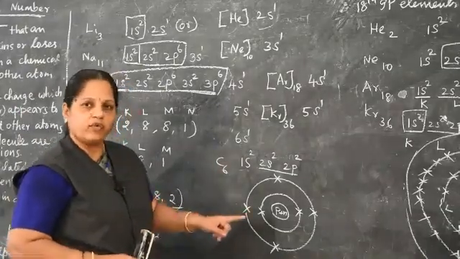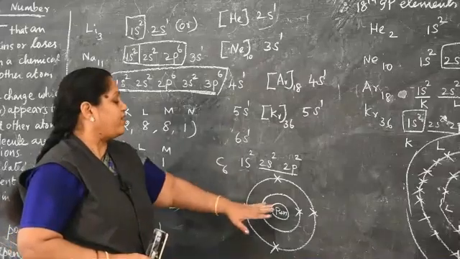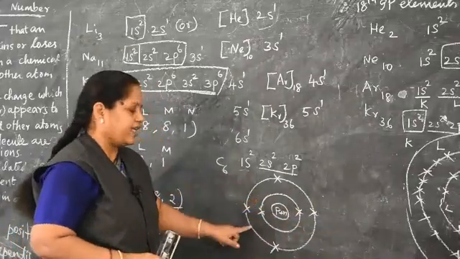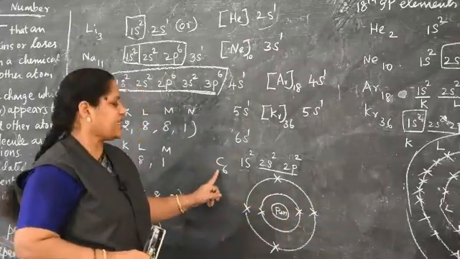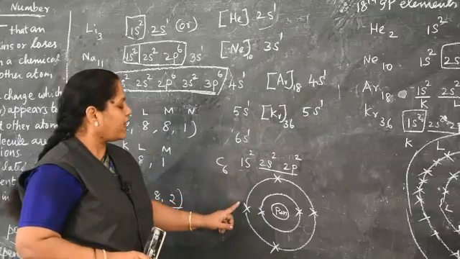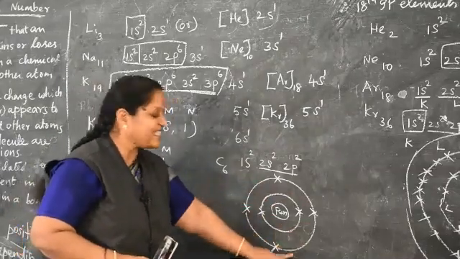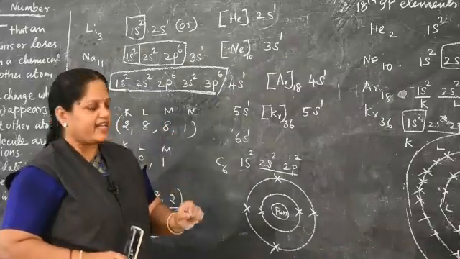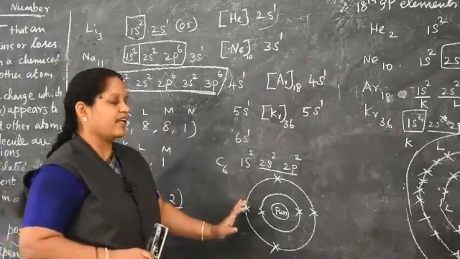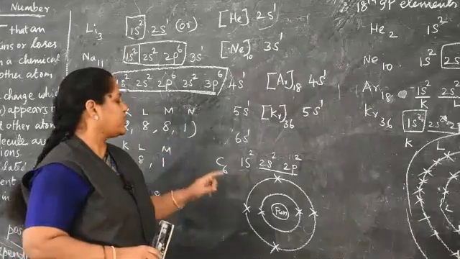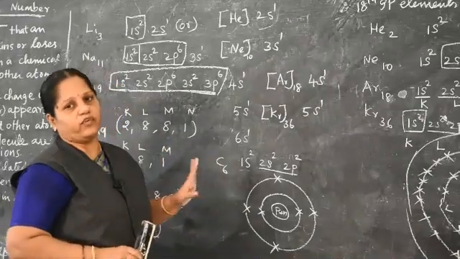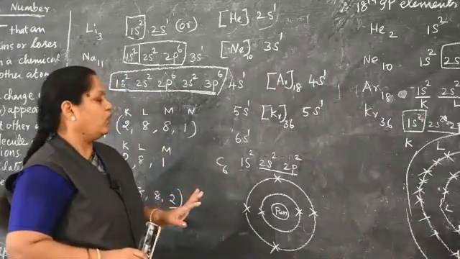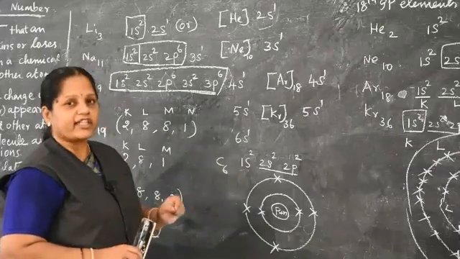Why do you say 4? Because this is called the outermost cell for carbon. So here, the number of electrons present in the valence cell. This is the outermost cell, otherwise called the valence cell. It contains how many electrons? 4 electrons. That's why the valency of carbon is 4. Okay. Now what is the valency of oxygen?